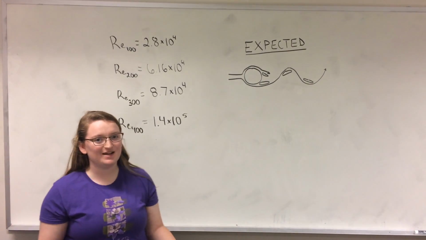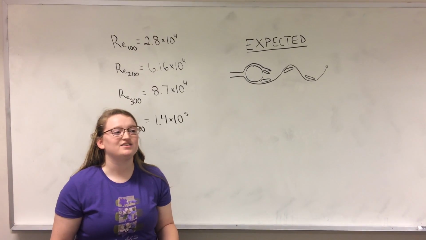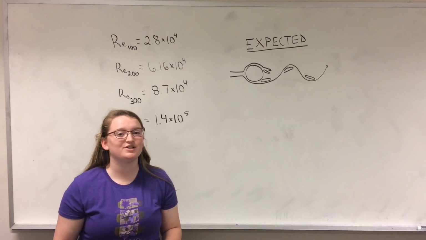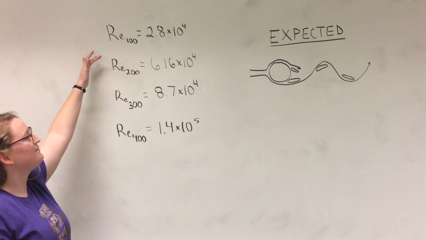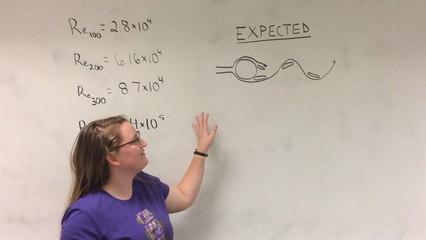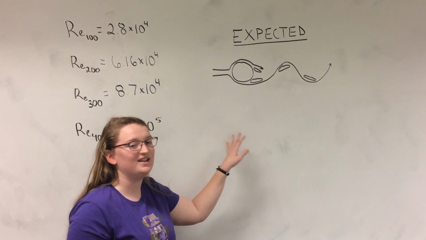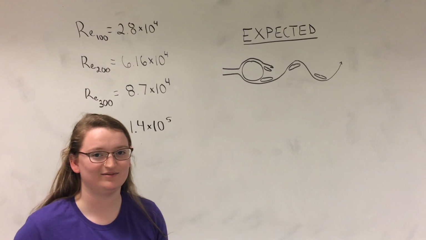So for our next hypothesis, we looked at the flow visualization. And for this, we looked at Reynolds numbers. So what we expected to get, we used our Reynolds numbers calculated out here. And our overall visualization of the flow should look something like this. So let's take a look at what we actually got.